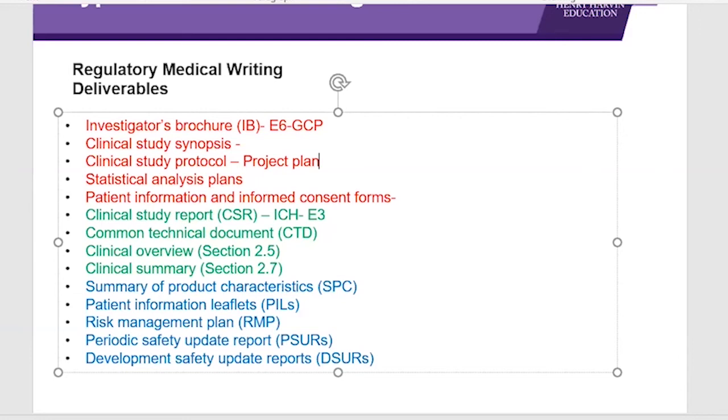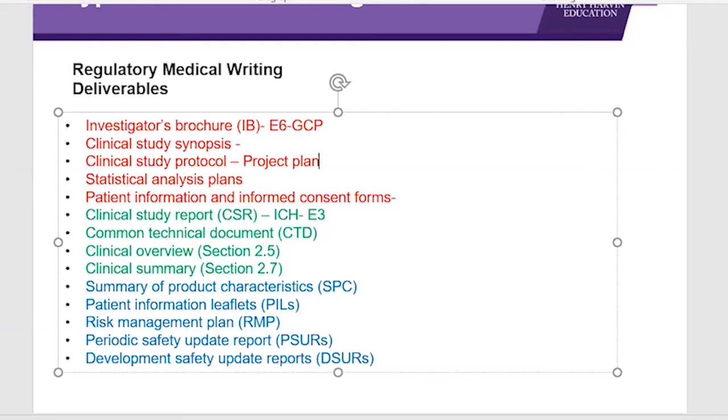So before starting a clinical trial, companies have to take permission from the authorities to start a clinical trial in humans. They cannot just start on their own. And on what basis will they seek the permission? Based on the clinical trial protocol, investigator's brochure, ethics committee approvals, and all these things.